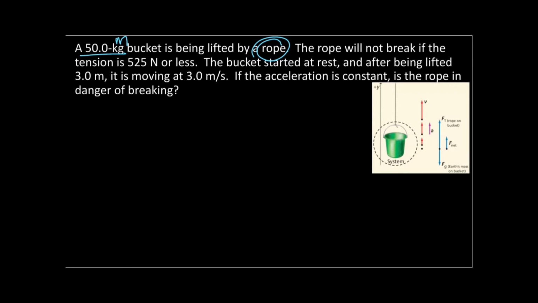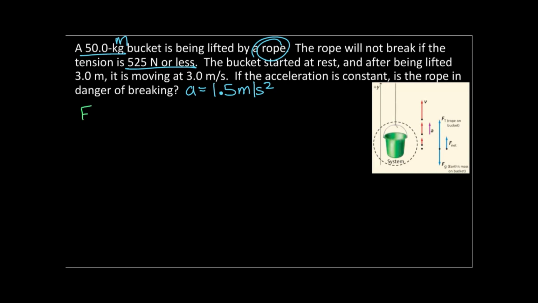And the rope will not break if the tension is 525 newtons or less. It says that the bucket starts at rest, and after being lifted 3 meters, it's moving at 3 meters per second. If the acceleration is constant, is the rope in danger of breaking? Now, when I typed this one, I forgot to add something kind of important, and that was the acceleration. So I just made up an acceleration, and I'm adding that there. I started working it out this morning to practice it, and I realized this was kind of impossible.